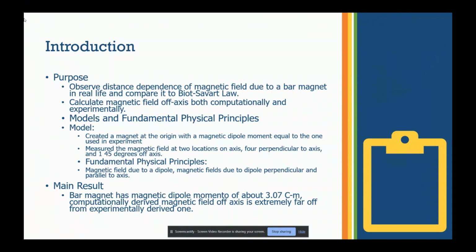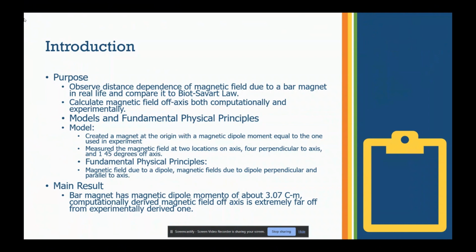In our model, I created a magnet at the origin with a magnetic dipole moment equal to the one used in the experiment and in the same direction. We also calculated the magnetic field at 2 locations on axis, 4 locations perpendicular to the axis, and 1 location 45 degrees off axis. Some fundamental physical principles evident in this lab include the magnetic field due to a dipole, and magnetic fields due to a dipole perpendicular and parallel to the axis.